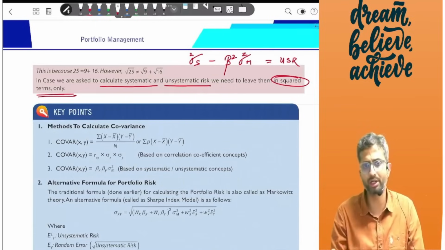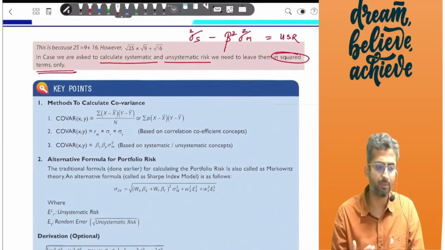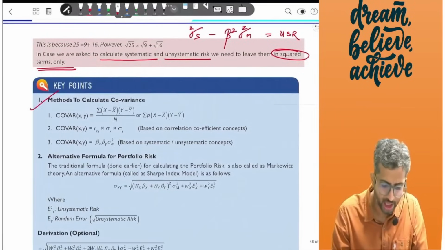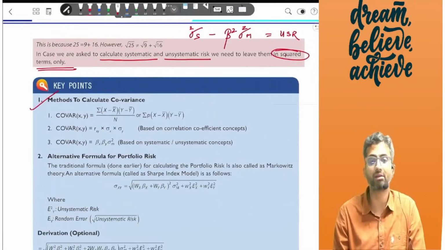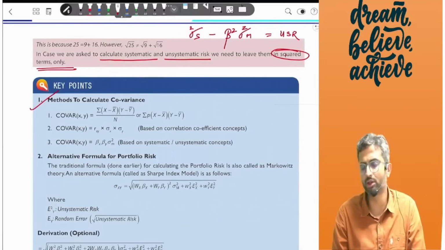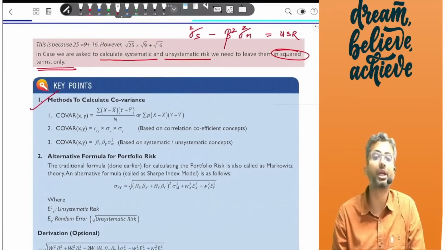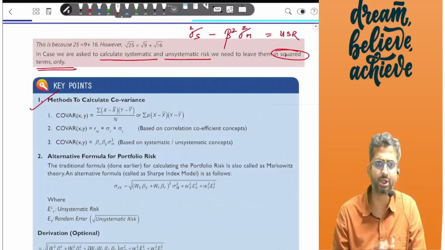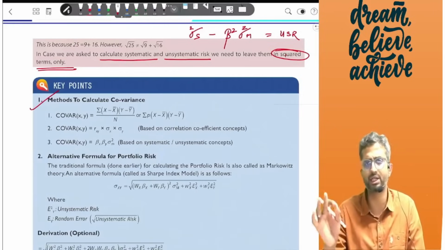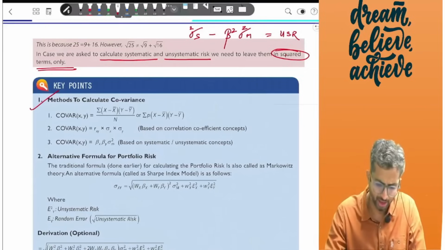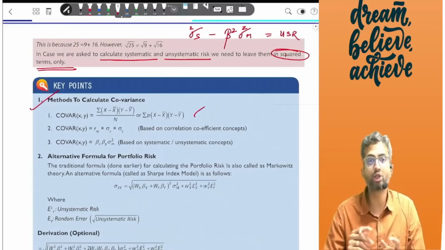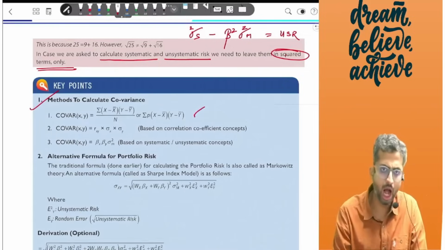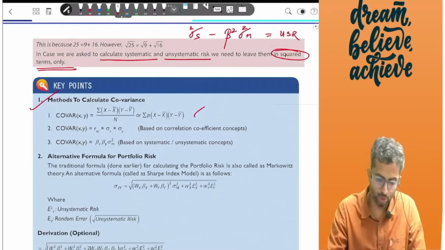A few important formulae can come from this particular understanding. Well, there are at least three. In fact, there is actually a fourth method as well. Methods to calculate covariance. So first is the standard method, summation of x minus x bar into y minus y bar divided by n. The first method. Second is you rearrange the correlation formula: correlation into standard deviation X into standard deviation Y.